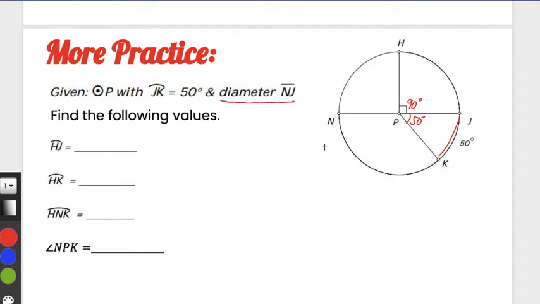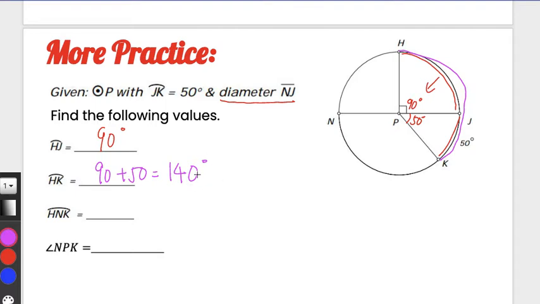Now let's answer the first question. The first question is asking for arc NHJ. As we can see, it matches this central angle, so it's very easy to see. It's going to be 90 degrees. And for HK, let's check HK. HK covers from HJ to JK, so it's actually two pieces together. All we need to do is add these two pieces together, and then we get the final answer, which is 140 degrees.